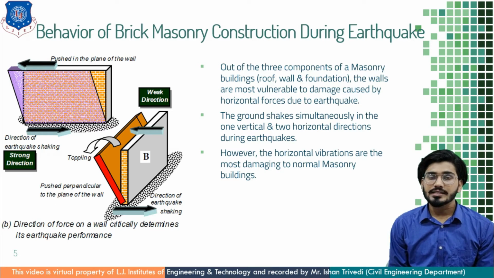A strong wall is pushed in the opposite direction of the earthquake forces, and there is only one moment, whereas if the earthquake force acts perpendicular to the wall, then the inertia force is largely taken by the wall, and that's why it ultimately creates bending in the wall, which results in the toppling down of the wall, and that's why it is called weak.